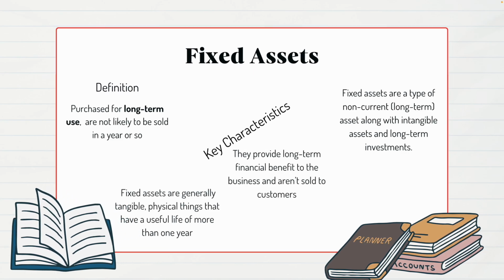Here it is. Fixed assets. Now, what is the definition of a fixed asset? They are resources purchased for long-term use that are not likely to be sold in a year or so. The key characteristics. Fixed assets are a type of non-current, long-term asset along with intangible assets and long-term investments. They provide long-term financial benefits to the business and aren't sold to customers. Fixed assets are generally tangible, physical things that have a useful life of more than 1 year.